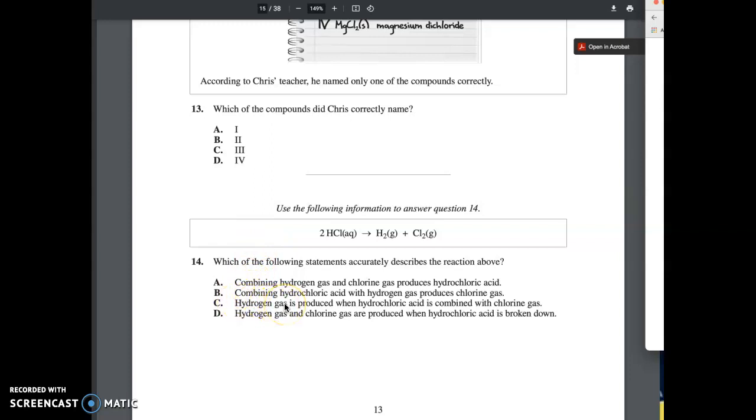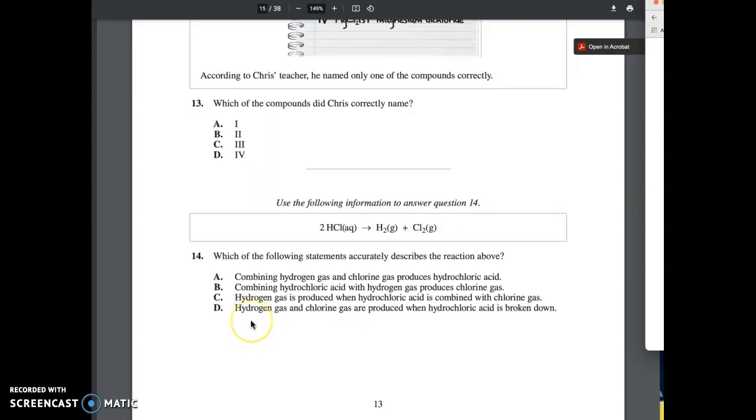Hydrogen gas is produced when hydrochloric acid is combined with chlorine gas. So this one would be HCl plus Cl2, reacts to form hydrogen, but it doesn't. So it's probably the last one here. So hydrogen gas and chlorine gas are produced when hydrochloric acid is broken down. Yeah, that one.